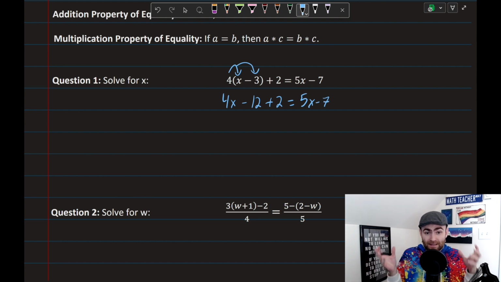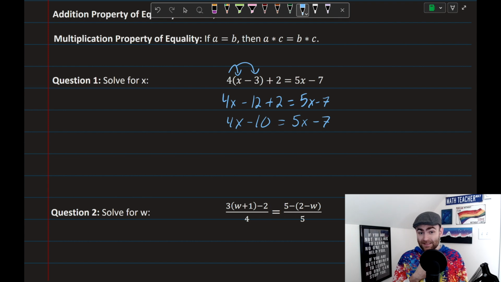Now I just got done saying that we have to maintain balance on both sides. If I do something to one side, I've got to do something to the other. Well, if we simplify, we're not actually changing the value, and therefore we don't need to move anything on the scale. We can do a little bit more simplification because we have this minus 12 and this plus 2. Negative 12 plus 2 is negative 10. So we have 4x minus 10 is equal to 5x minus 7.